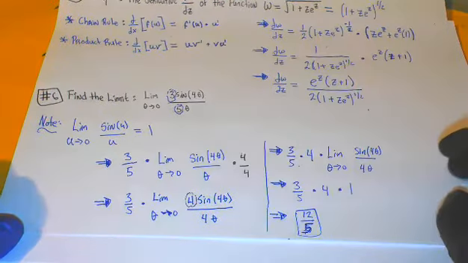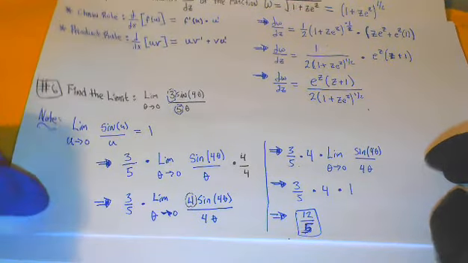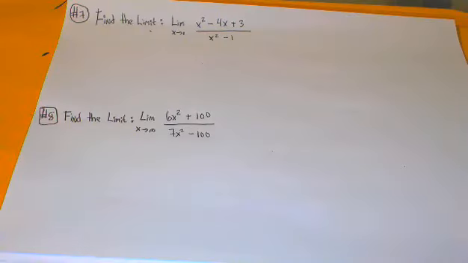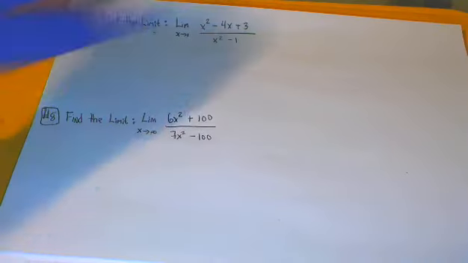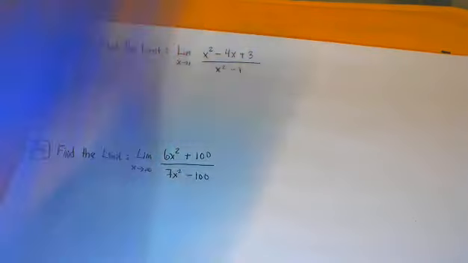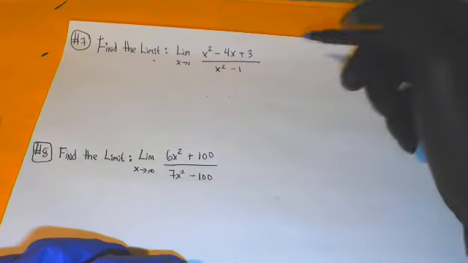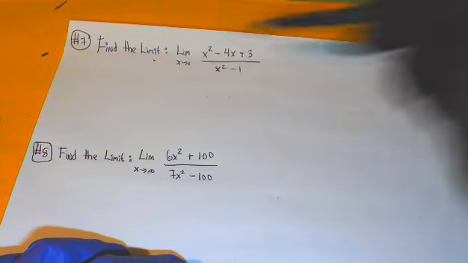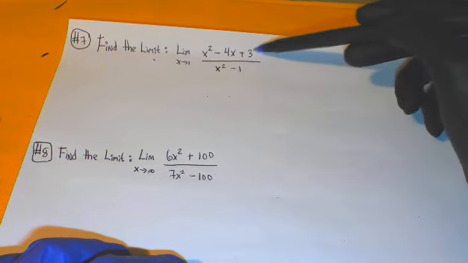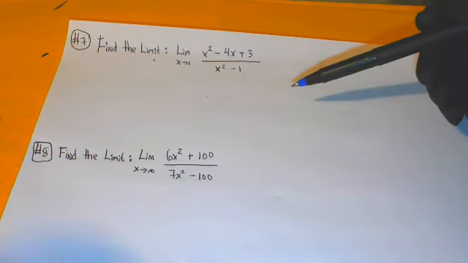Okay, that's number 6. Now let's take a look at number 7. We could probably look at number 7 and 8 in this video. Okay, so for number 7, it states: find the limit as x approaches 1 of x squared minus 4x plus 3 over x squared minus 1.